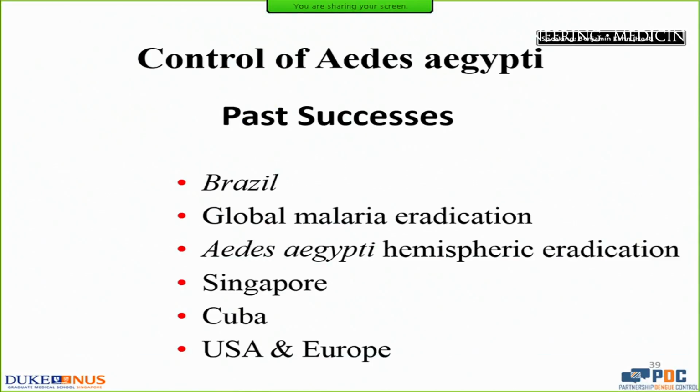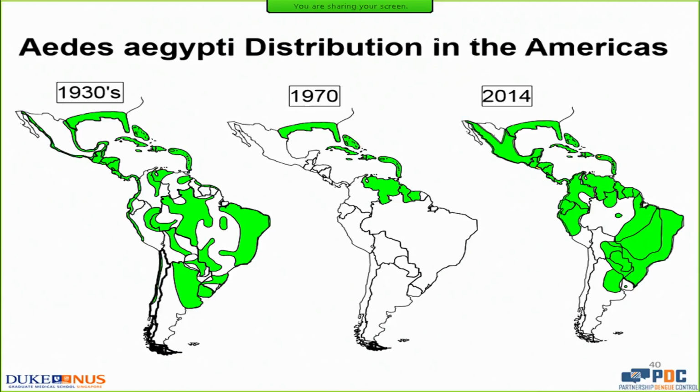What's our history of controlling Aedes aegypti, especially in the Americas? Well, there have been some notable successes in the past, including in Brazil. And as part of a global malaria eradication campaign, there are renewed efforts to find better ways to control mosquitoes. But for Aedes aegypti specifically, there was a hemispheric eradication program implemented for about 2 decades, from the 1950s to the 1970s, as part of a yellow fever eradication program. And Aedes aegypti was eradicated from almost all the countries in the Western Hemisphere.